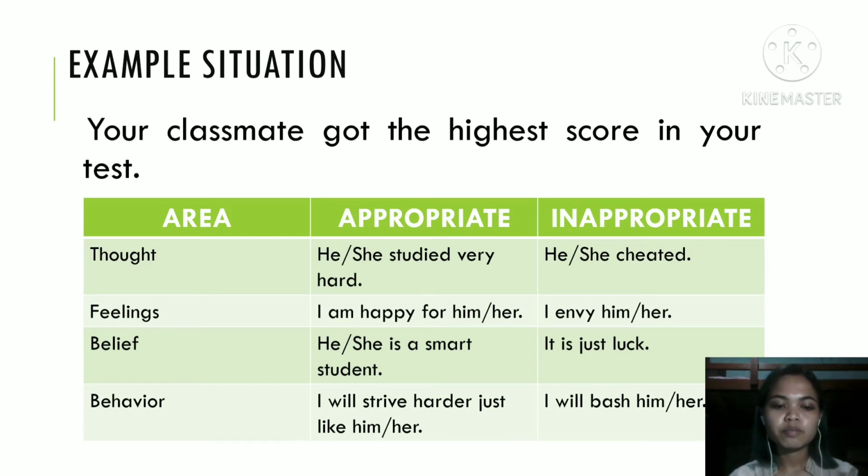So, last, behavior, I will strive harder just like him or her. So, yung appropriate, para maging tulad niya ako, magsisikap din ako para makakuha din ako ng mataas na score. So, yun yung appropriate behavior. So, inappropriate naman, I will bash him or her. Ikaw yung number, di ba, mga basher. So, ikaw yung number 1 na mambubuli sa kanya dahil lang sa nakakuha siya ng score. So, yun yung mga behavior na inappropriate. And then, those are the behaviors that are appropriate for a grade 4 pupil like you.